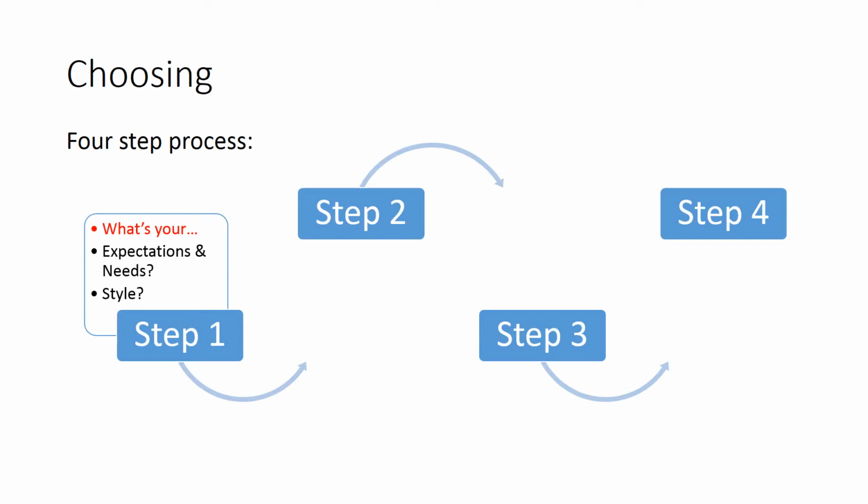And step 2, what is their style? Because you want to meet their style and you want to be able to match up with it. So what is their style? What are their needs and expectations? Are they going to be competitive, or do they accommodate? Do you think they'll avoid? Are they prepared to collaborate? Knowing what their style is and how you might match up to it is step 2.